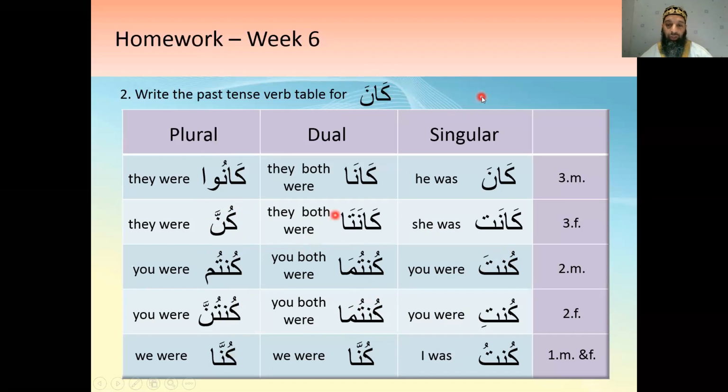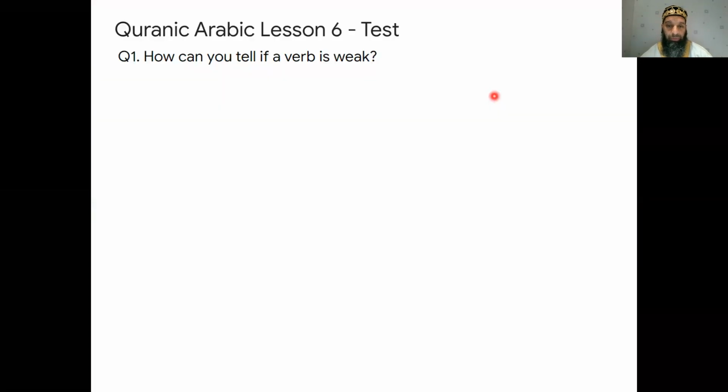So this was homework. It was just a matter of copying it out of your booklets, and I'm hoping it helped people learn.